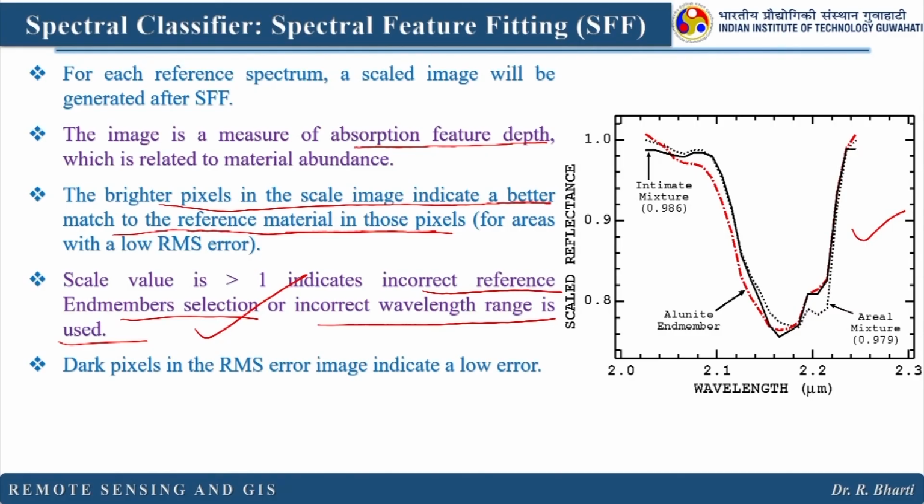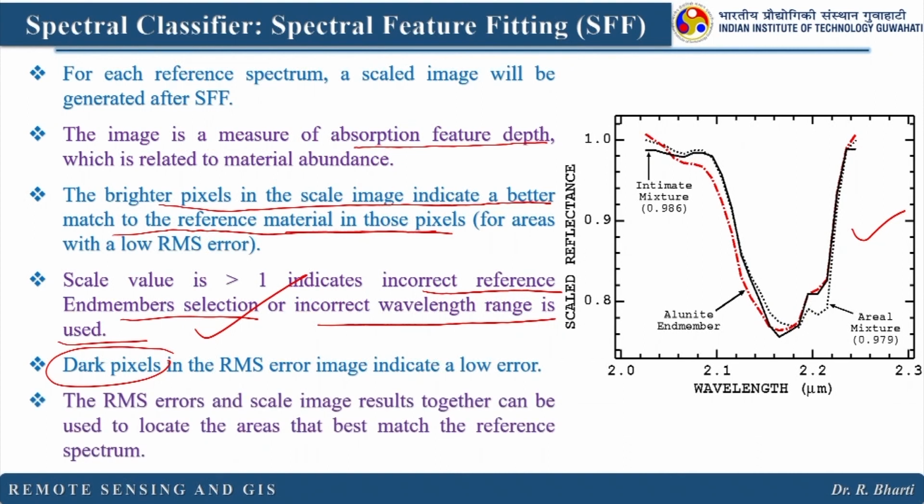Dark pixels in the RMSE error image indicate a low error. That means again, dark pixels mean a lower value of RMSE. So accordingly you have to see whether your classification is good or bad. The RMSE error and scaled image results together can be used to locate the areas that best match the reference spectra for any given material.